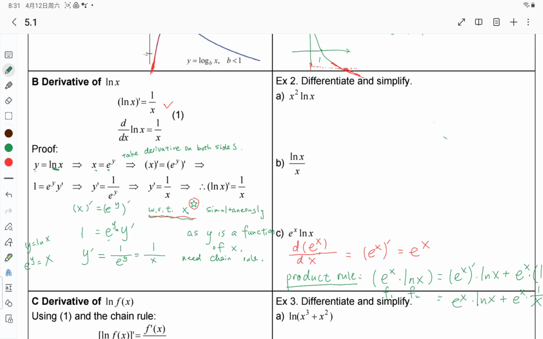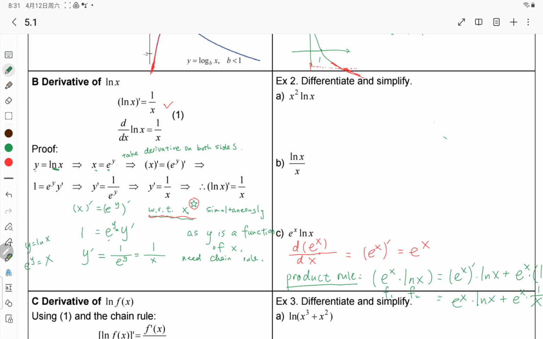And then for the rest, I think the proof was okay. It's okay if you don't follow the proof. As we mentioned last time, as long as you know how to utilize this ln derivative, I think it should be fine, right?